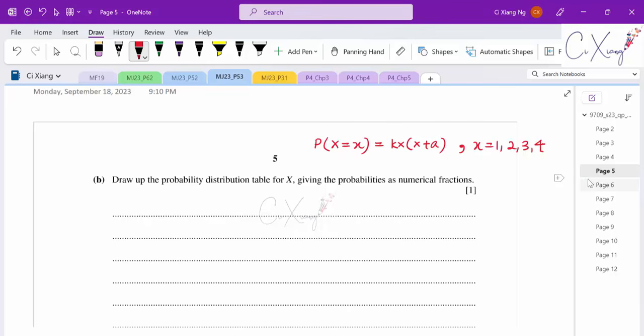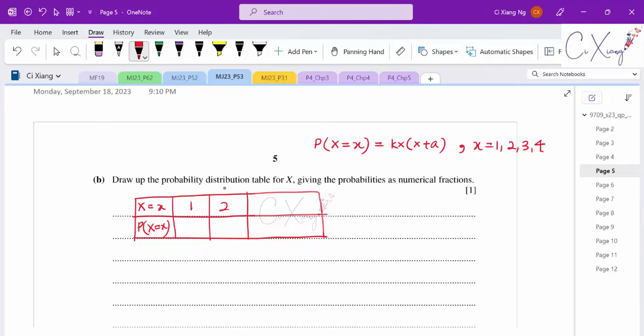Okay, alright, so to draw the probability distribution table for x, you should form a table. So usually we are having 2 rows here for this kind of table, and the first row we will put in the value of x, and the second row we will put in the value of the probability. So we are having 4 values of x, right? We are having 1, and then 2, then 3, and also 4.